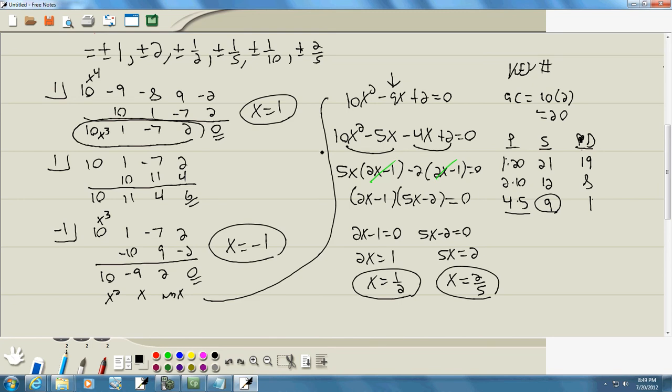Now your goal when you're doing it by hand and you're trying all of your possibilities is you're trying to get it down to the point where it's an x squared. Because then you can factor it, or you can use the quadratic formula or something like that.